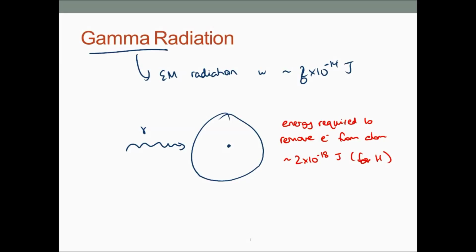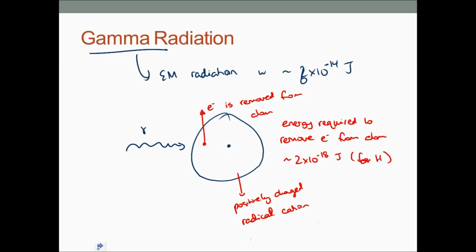So if this gamma radiation gets absorbed, the electron is removed from the atom, and we are left therefore with a positively charged radical cation, or positively charged ion. Cation is just a fancy word for positively charged ion.